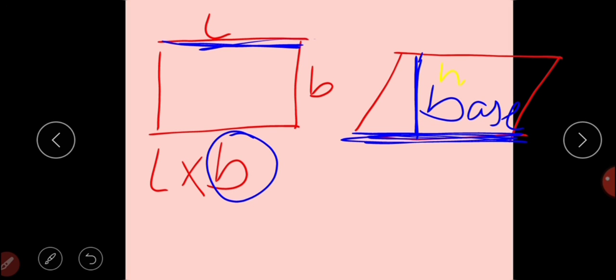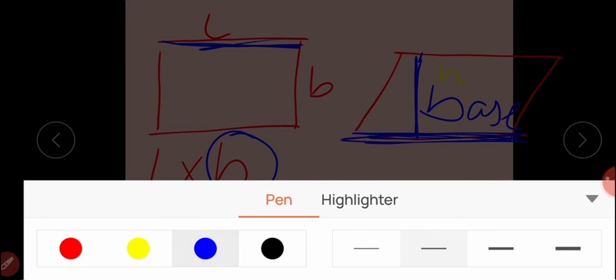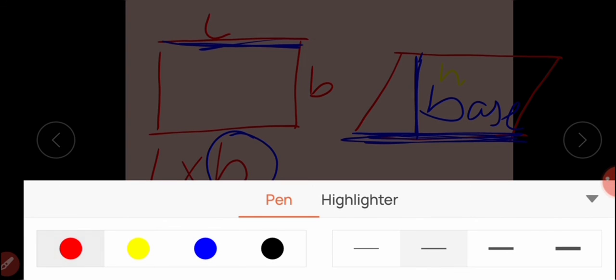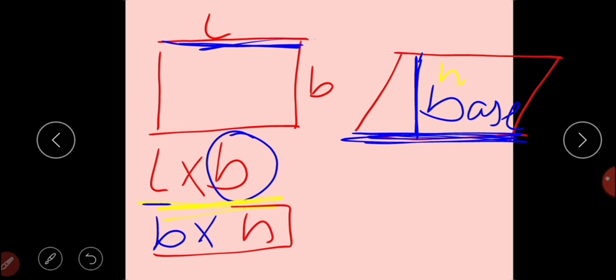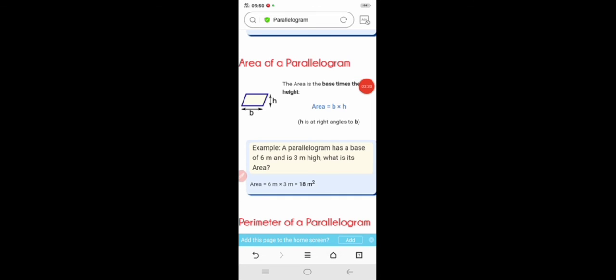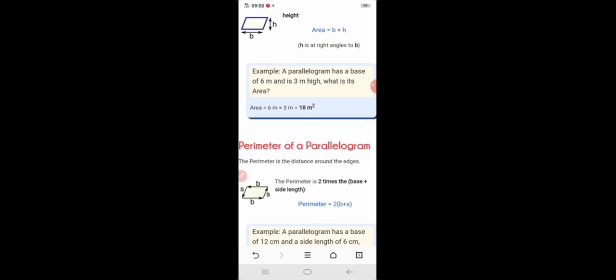So if I just follow this statement, length into breadth, and just put the values instead, मुझे पता है कि यहाँ पे पैरेललोग्राम में लेंथ जो है वो यहाँ पे बेस है, और जो ब्रेथ है that is actually the height. So the formula for the parallelogram is actually base multiplied by height. That's the formula for the area of a parallelogram. So as we have looked into this, the area of a parallelogram is basically base into height. So now let's calculate the area by using this concept.